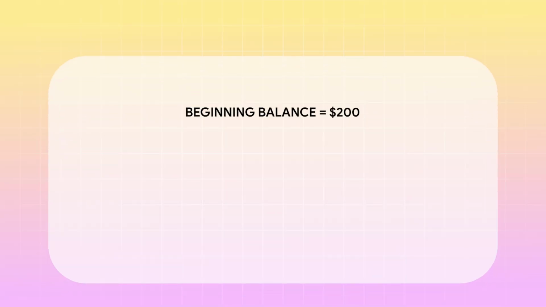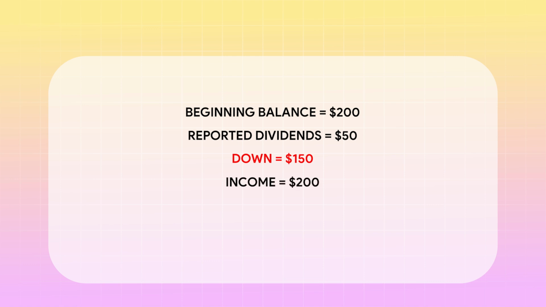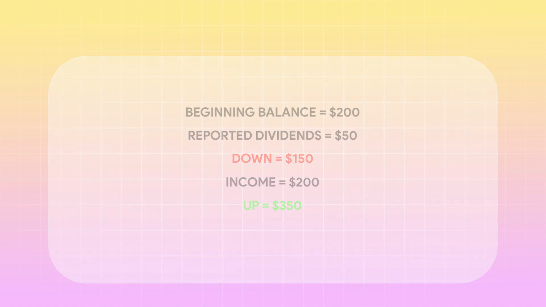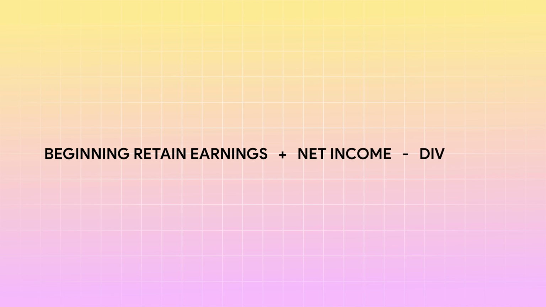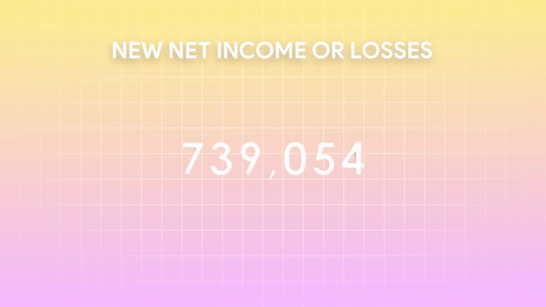Now, think about how retained earnings will look for future periods. Say Ulta had a beginning balance of $200 and then they reported dividends of $50. So now we're down to $150. And then the next year they had income of $200. You're up to $350. So write it down: beginning retained earnings plus net income or net loss minus dividends. Over time, retained earnings will continue to change due to new net income or losses or dividend distributions. And that is how the statement of changes in equity works.